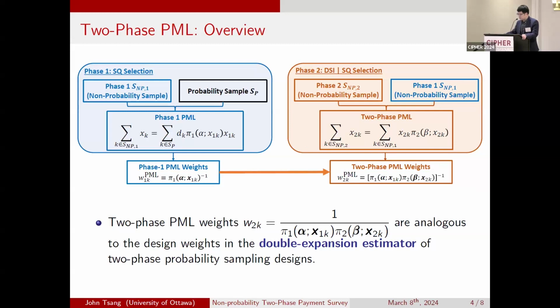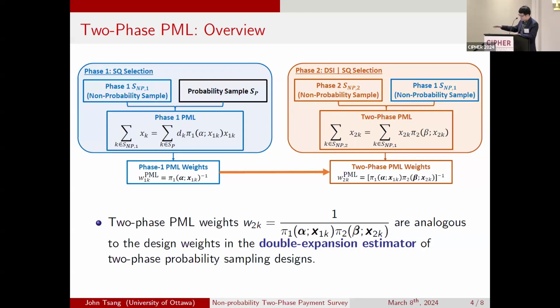So this flowchart summarizes the procedure we propose to estimate weights for our two-phase non-probability payment survey. Let's start with the blue box first. We start with phase 1 and integrate the first phase non-probability sample with the probability sample. The solution to the equation in the box, phase 1 PML, gives us a set of pseudo-maximum likelihood, PML, weights for phase 1, which is the inverse of the estimated phase 1 selection probability.